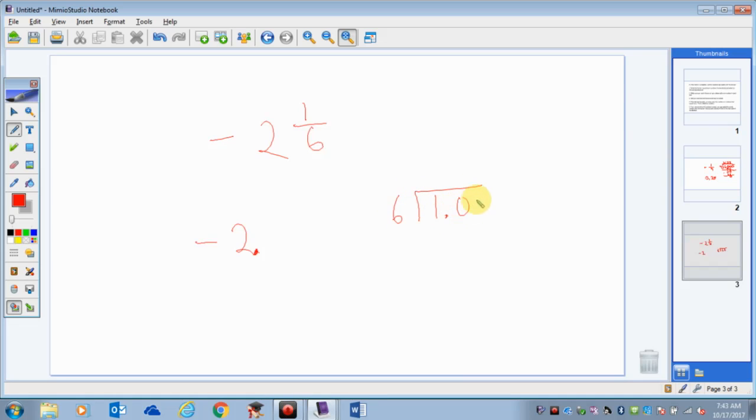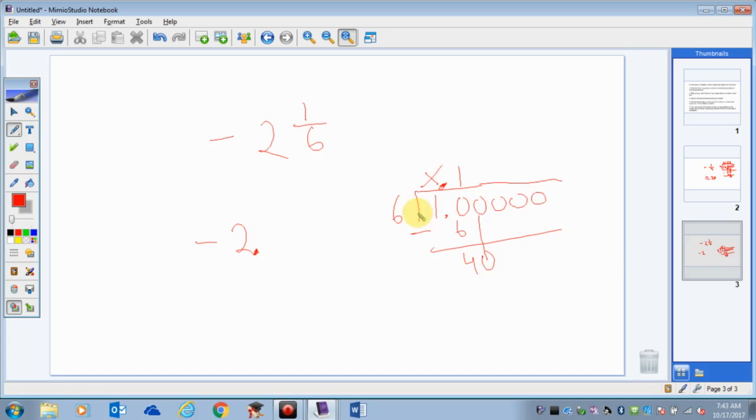Go ahead and add my decimal and my zeros. Extend my division bar. Bring up my decimal. 6 won't go into 1, so put an X there, because this decimal, everything to the right of the decimal, is going to come back over here for the answer. So 6 will go into 10 one time. 10 minus 6 is 4.